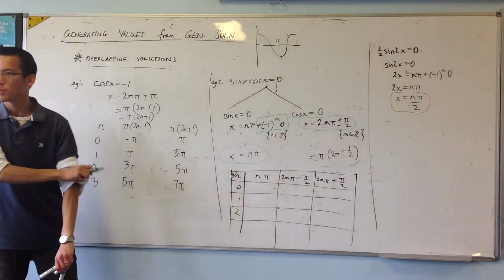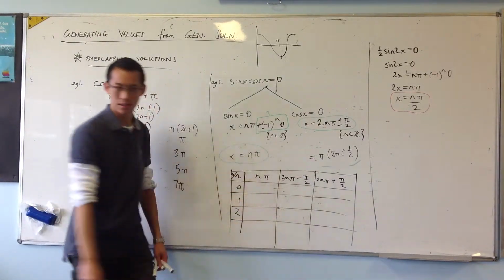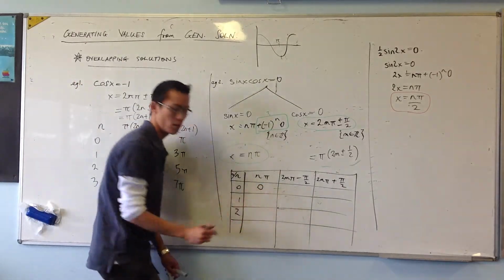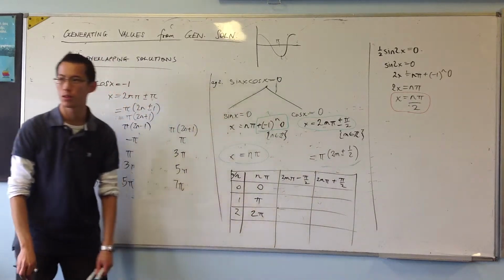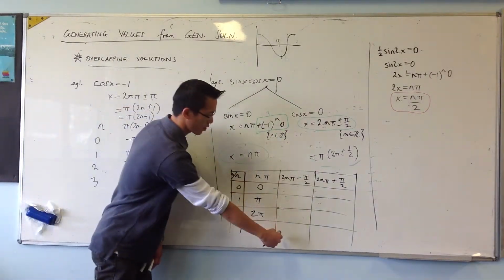Okay, so let's get some values out, shall we? Let's just do this column because it's super easy, okay? It's going to be 0 lots of pi, 1 lot of pi, 2 lots of pi. So far, so good, okay? What happens in this column here?